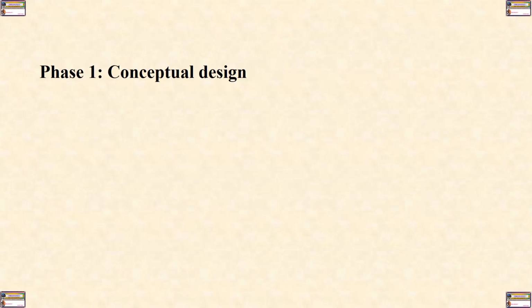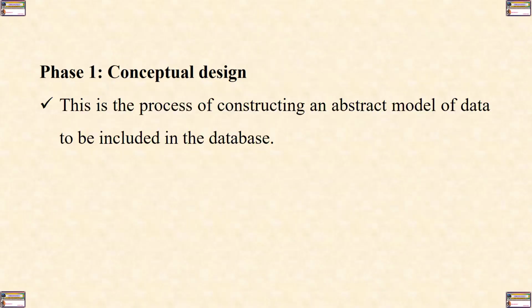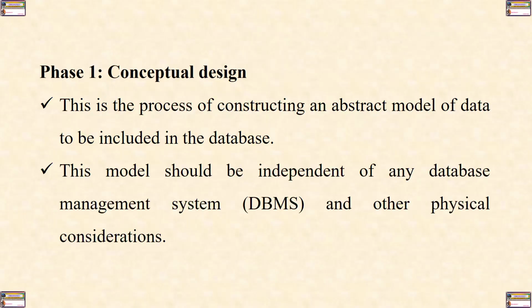So let's look at phase one when it comes to designing the database or database concepts. Phase one is called conceptual design. What do you do here? This is the process of constructing an abstract model of data to be included in the database. So you come up with model data. This data may not be real, but it has to resemble the real data in a real environment.